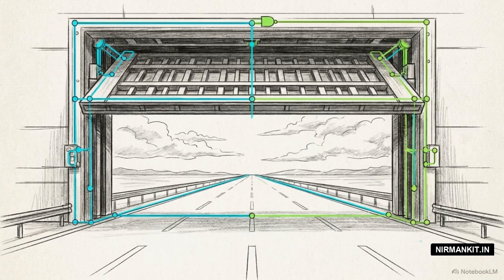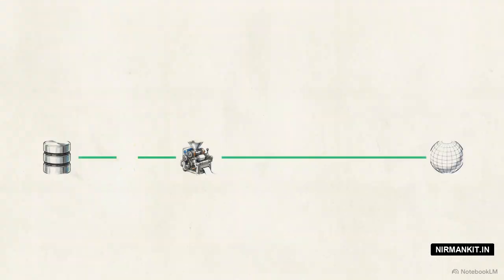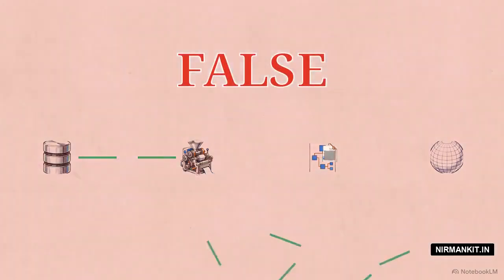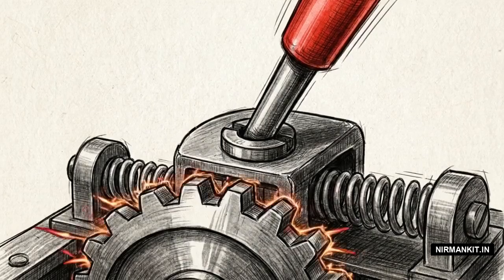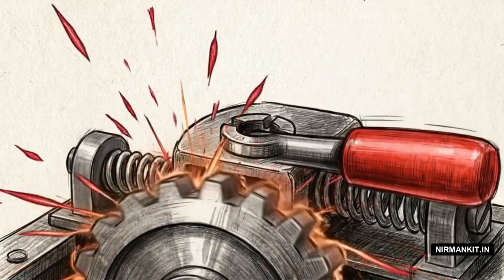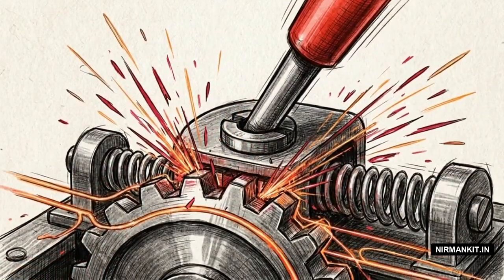Passing this negative test acts as an automated clearance. The new code is verified as safe and immediately pushed forward to the production release. But if a bug compromises the query logic, the placeholder bypasses the filter into the sitemap. The test scans, finds the banned string, the assertion evaluates to false, and the pipeline violently breaks in red. That failure acts as a systemic emergency brake. It instantly halts the entire deployment, freezing the code in place before the vulnerability can reach production.